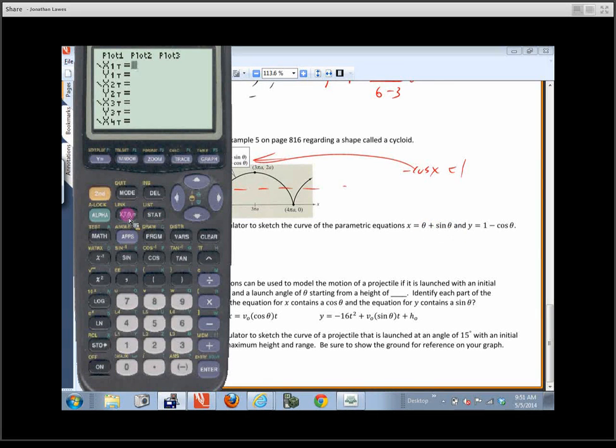So if I type this button right here, it knows it's in parametric mode. Whether it's t or theta doesn't really matter. Okay, plus sine of t. This isn't complete, and you'll notice the function doesn't turn on until I type the y equation. So that's going to be 1 minus cosine t. Close the parentheses.